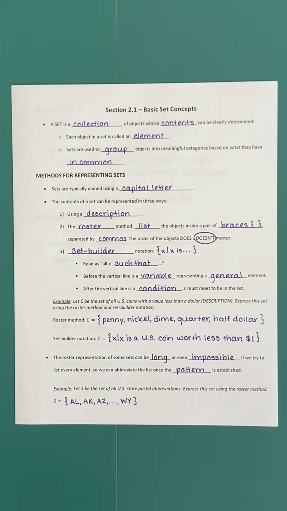Now, one thing we have to keep in mind though, if we're going to make a list of the items in the set, is that some lists are going to be very, very long, and some lists may actually be impossible to write out completely in roster method. So for instance, if we're talking about the set of all real numbers, that just literally means all the numbers from negative infinity to infinity.